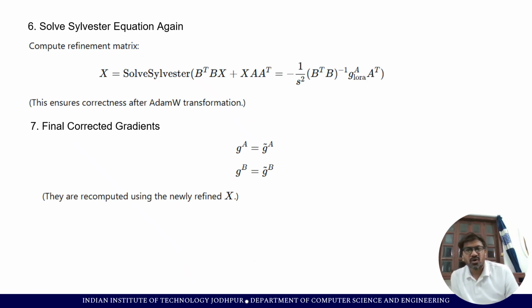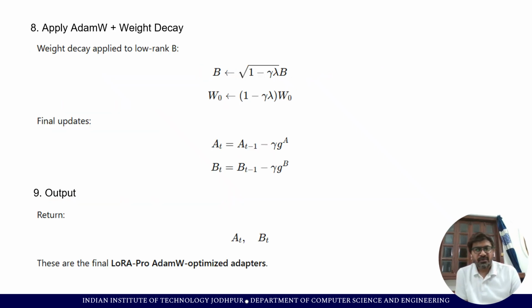In steps 6 and 7, we solve the Sylvester equation and compute the final gradients. Using the AdamW corrected equivalent gradient, we solve the Sylvester equation again to find the optimal projection back into low rank space. This gives us the final corrected gradients for A and B. In steps 8 and 9, update and output. Finally, we apply the weight decay and the final update step to the matrices A and B. We repeat this loop until convergence and then output the final model.